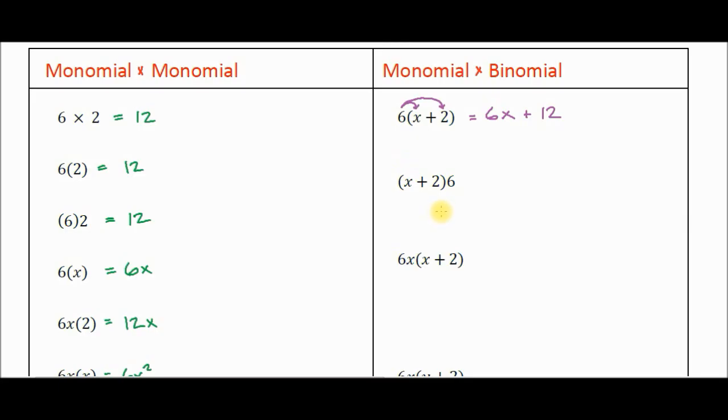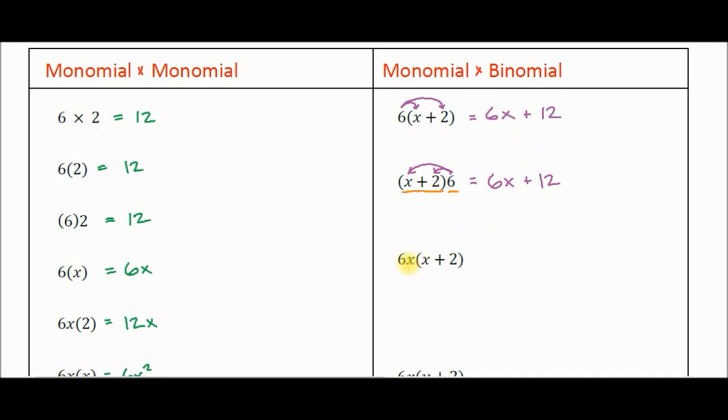Remember, multiplication is commutative. That means I can write these two things, this part right here, the x plus 2, which I have to treat as one term right now, and the 6, in any order I want. I'm just going to go ahead and distribute them backwards. Works the same way. 6 times the x and 6 times the 2. So 6 times the x is 6x. 6 times the 2 is 12. So you can see these two expressions are identical. They're written in a different order, but they give us the exact same binomial answer.